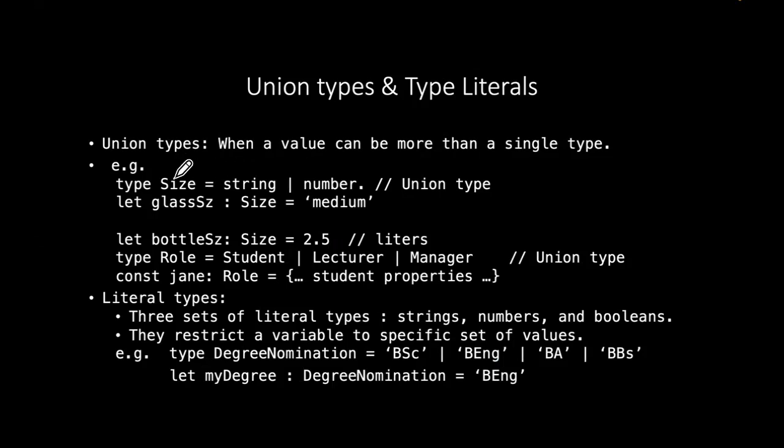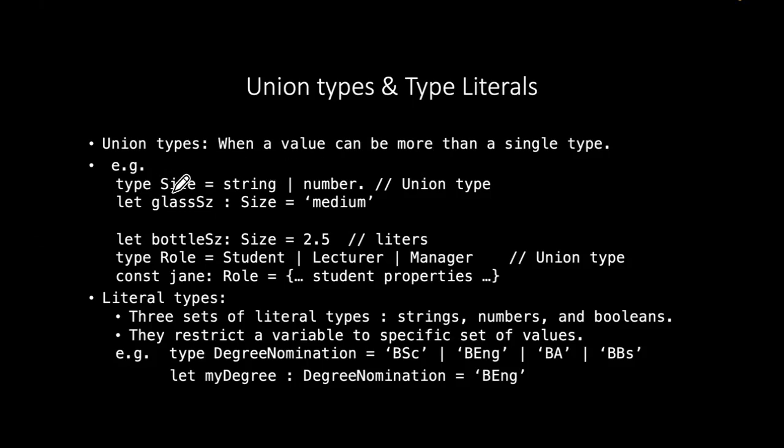So size here is what we would call a union type, as in it is made up of the union of, in this case, 2 other types. They don't have to be primitives. They could be custom types, in other words, interface data types. And it's not limited to 2.